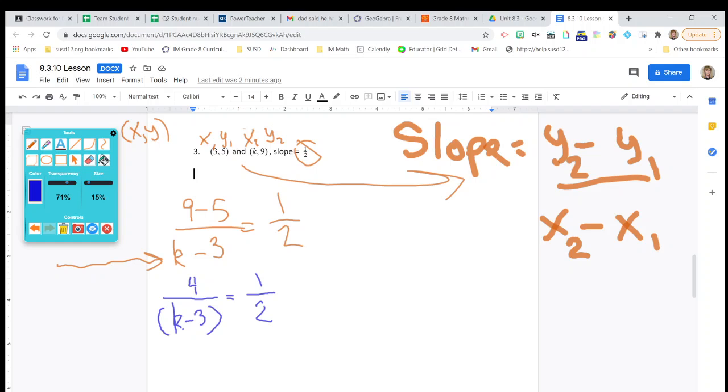So what does the denominator need to be? It needs to be twice as big as 4 in order for it to equal 1/2. For example, 4 divided by 8 equals 1/2, right? So this denominator needs to equal, I mean equal to 8. It must equal 8. So let me move this over here. K minus 3. Now just look at this part. K minus 3 equals 8.